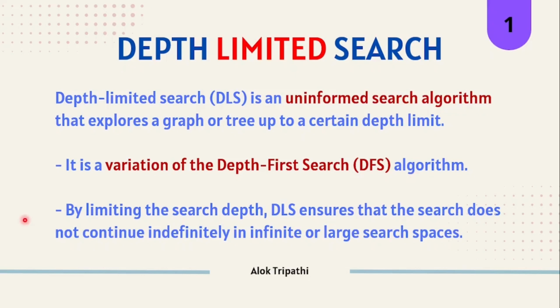In short, we can say that depth limited search is depth first search with a depth limit. That's what is being explained on the third point of the slide. By limiting the search depth, DLS ensures that the search does not continue indefinitely in infinite or large search spaces. Alright, now let's understand this with the help of an example.